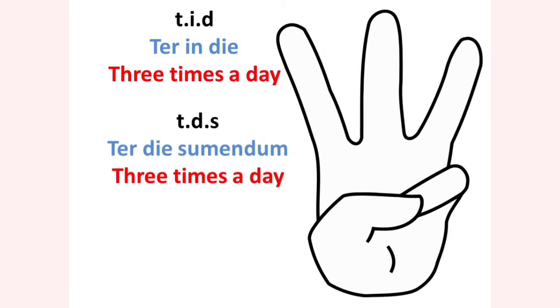Another is TDS, that is ter die sumendum in Latin, and in English it means the same as TID, that is 3 times a day. Another is TIW, it means 3 times a week. You have to take that medicine 3 times a week.